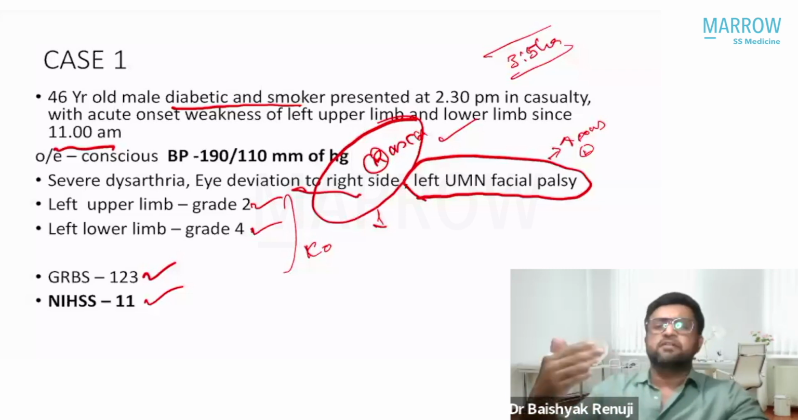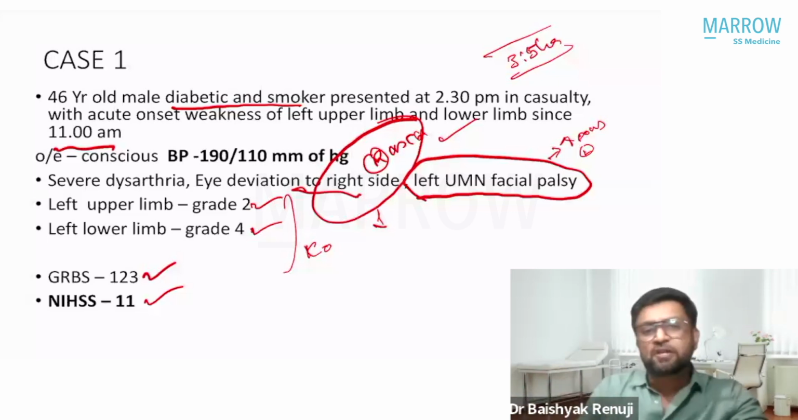If the NIHSS score is more than 7 and the patient comes to you within 3 hours, there is an 84% positive predictive value that it is a large vessel occlusion. If it is more than 10, it is most likely to be large. That also tells you that it is a large vessel location.